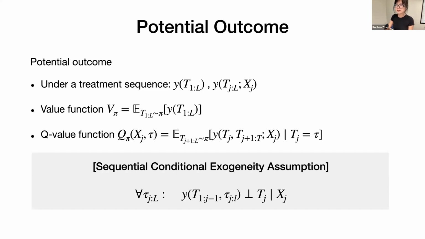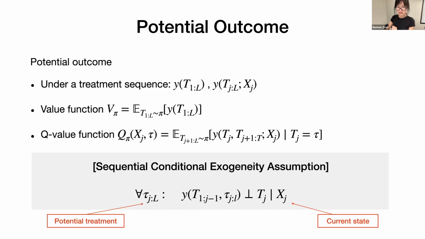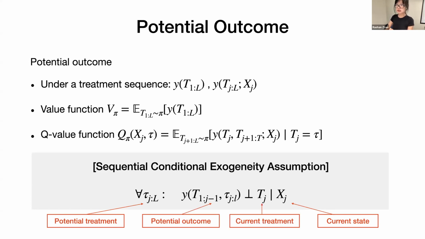So the underlying assumption that is very essential to almost all of the estimation or inference problems here is the unconfoundedness assumption, or here it is termed the sequential conditional exogeneity assumption, which is essentially the unconfoundedness assumption in the sequential setting. It says that, conditional on the current state Sj, the future potential outcome is independent of the current treatment assignment.